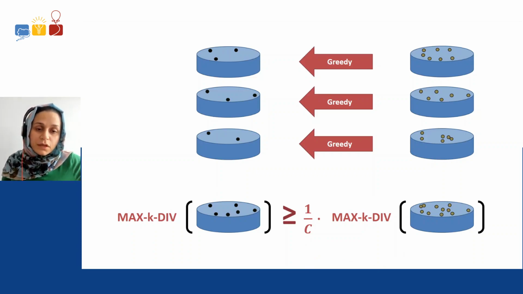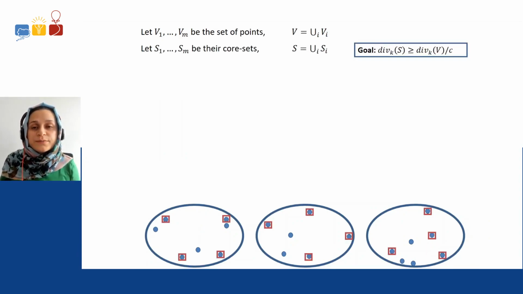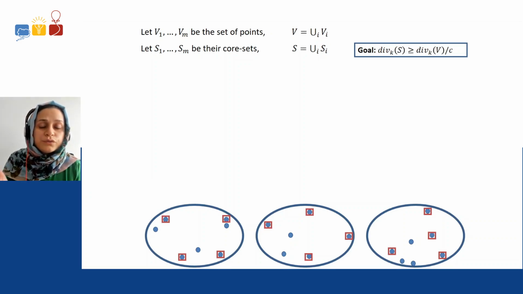Okay, so let's see how we show it. So let these be the original points that we have, and let the red points be the result of running the greedy algorithm on each of them. Okay, so now our goal is to show that basically the union of these red points contains a solution that is relatively good with respect to the optimal solution.